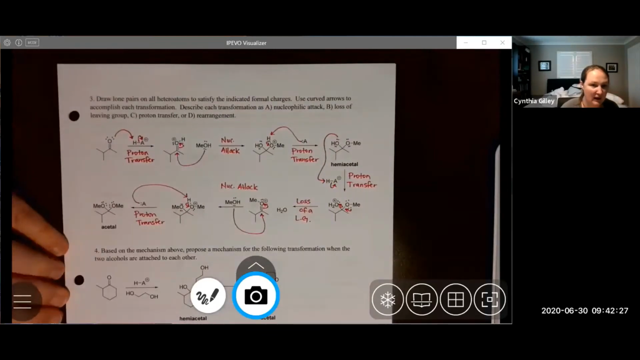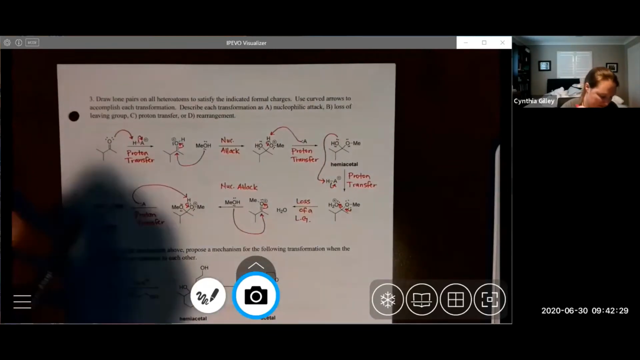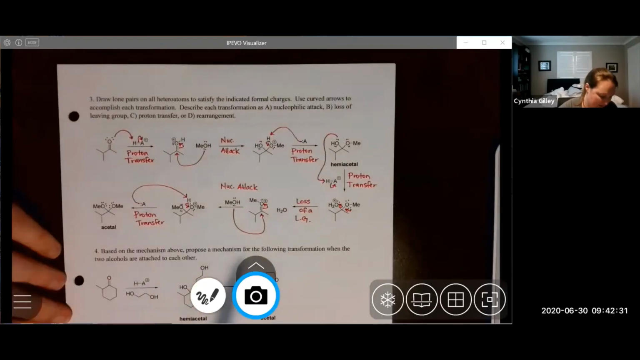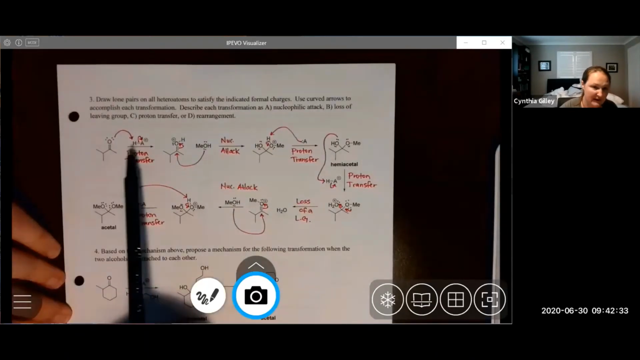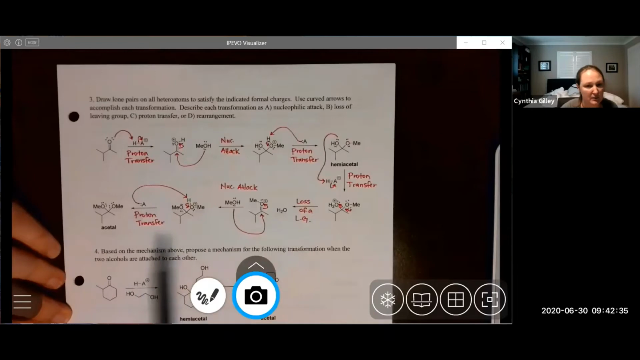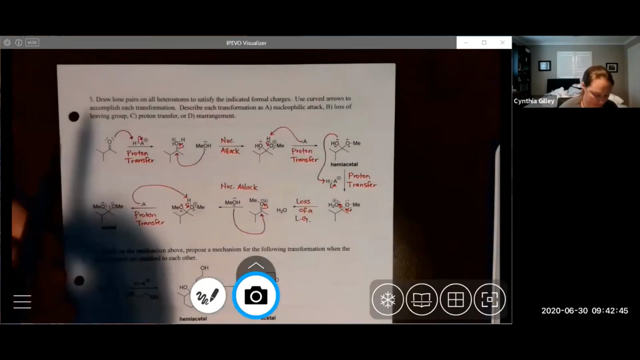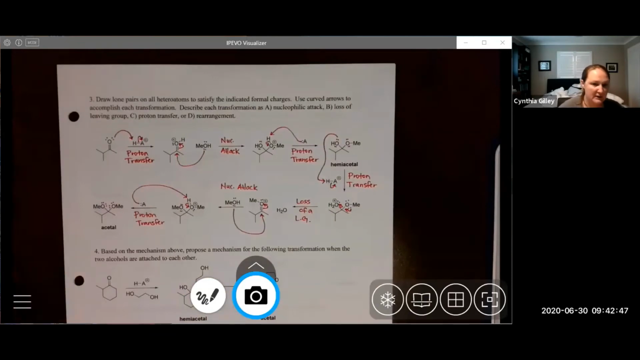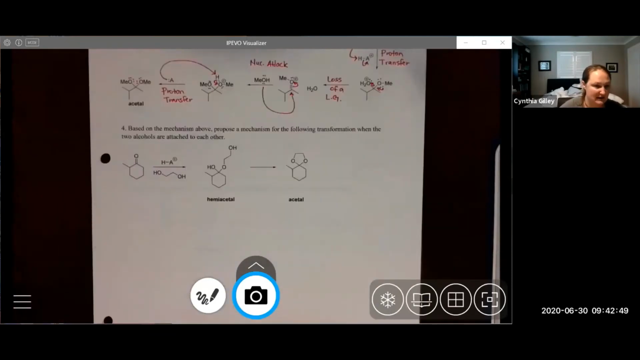By the way, all of these steps are reversible. Notice how it does just have a regular forward arrow, but that doesn't mean that the steps are not reversible. And in acetal formation, everything is completely reversible. And we're going to see that later on. Okay, so now is the chance for us to practice our skill.